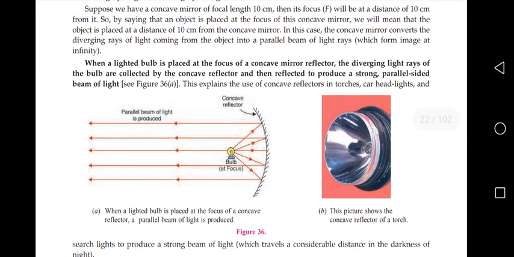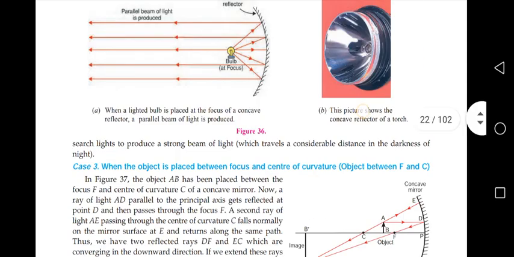Because these concave mirrors have this unique ability to focus a parallel beam of light at one point, right? So there is a light coming from a source and these concave mirrors can make them into a parallel beam of light. Okay, so therefore concave mirror is used, right?